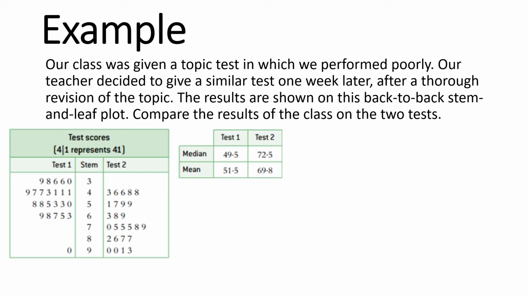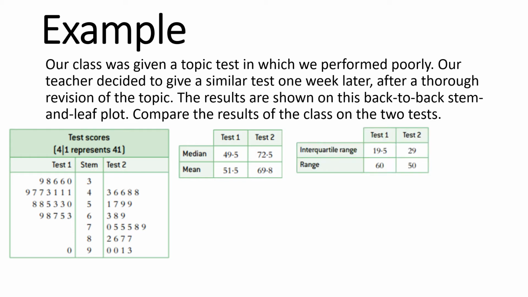So to compare the spread, we're going to need calculations of the interquartile range and the range, because both of these measures give us a measure of the spread of the data. And then lastly, we will do a box and whisker plot, just so we can have a look at it graphically as well as with the stem and leaf plot.